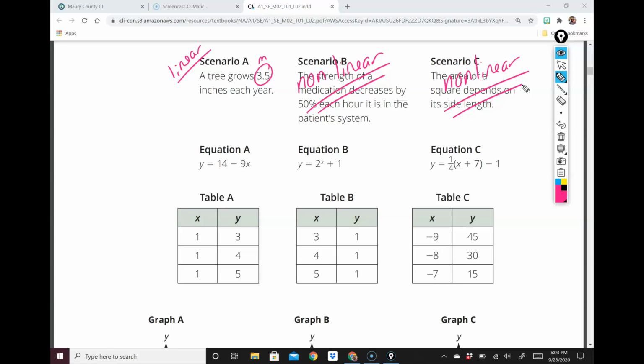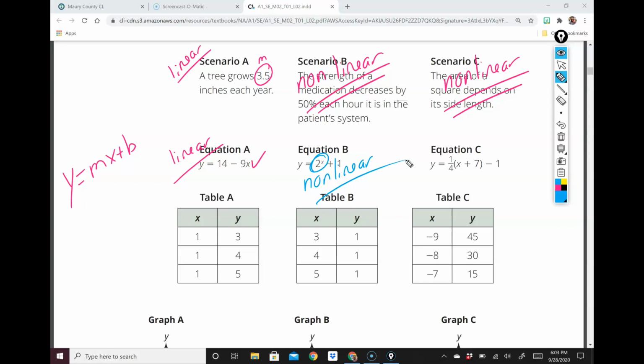Equation A. Let's think about slope-intercept form. y equals mx plus b. Equation A looks like slope-intercept form. When we see that x to the first power, we know that it is linear. Equation B, notice that you have an exponential here. You've got x as an exponent, so this is nonlinear.